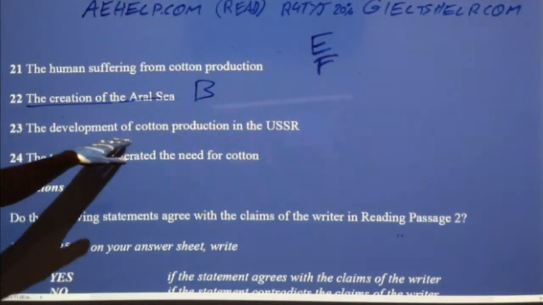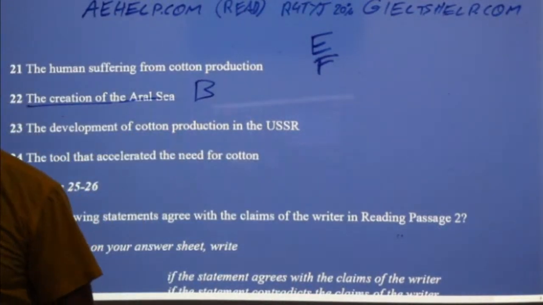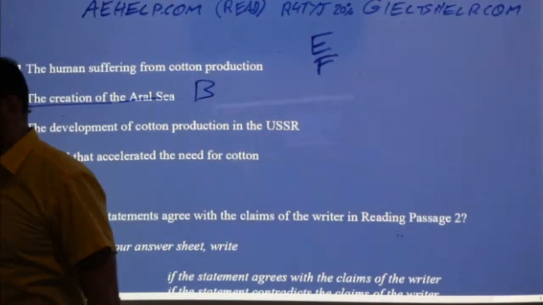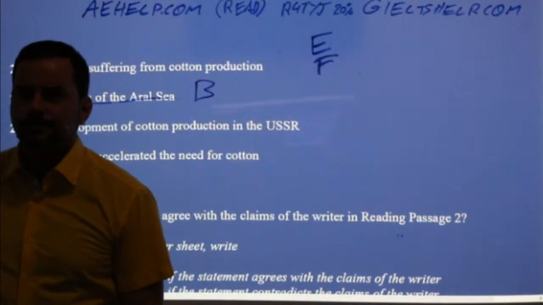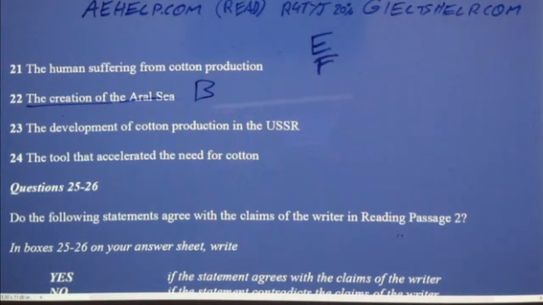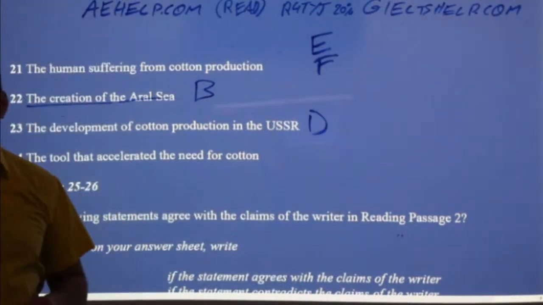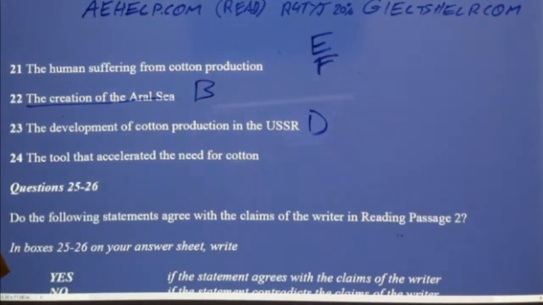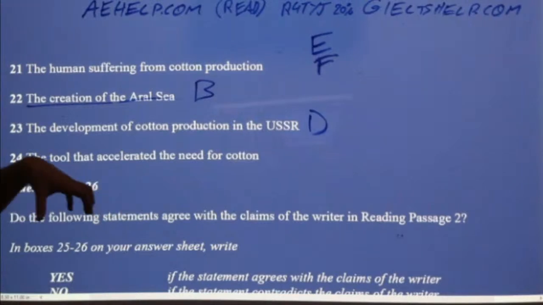23, the development of cotton production in the USSR. That should be nice and quick. So, yeah, D, very good. Remember, history of cotton, cotton production, that was D. That was quite clear. Very good. Nice how you remembered that. That one you shouldn't have to search for, because that was really strongly explained in paragraph D.